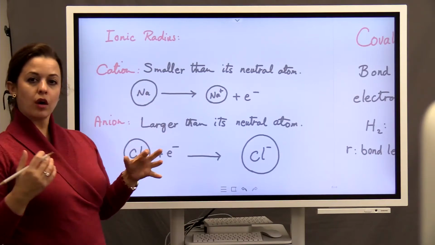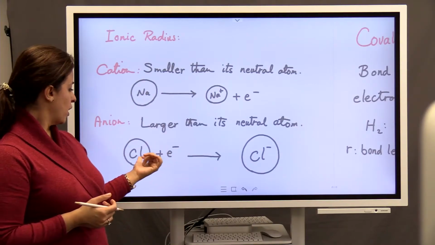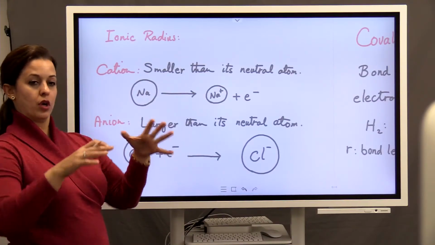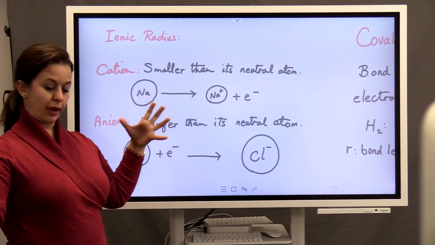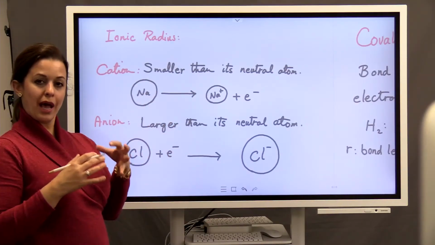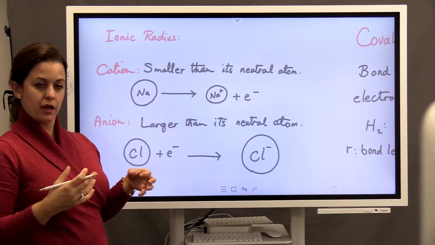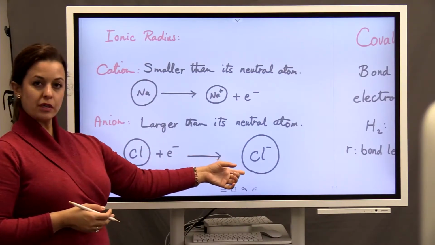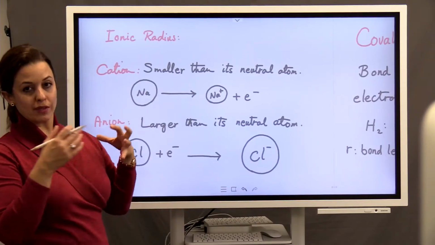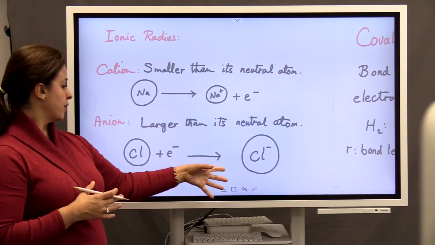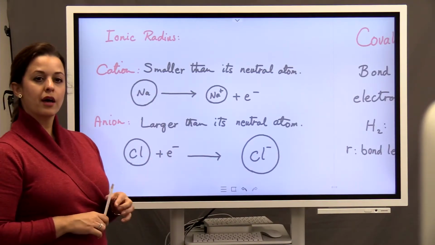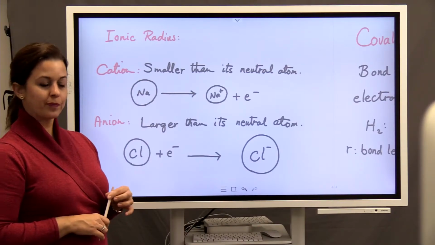Why does an anion have a larger radius? Because by increasing the number of electrons, first of all, you are putting electrons maybe on more layers, and also these electrons will have repulsion, right? And by increasing the number of electrons, nucleus won't have that much effect on the electrons. So all of these factors together cause the anion radius to be larger than a neutral atom.